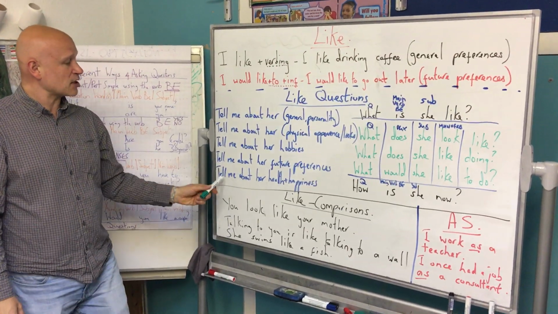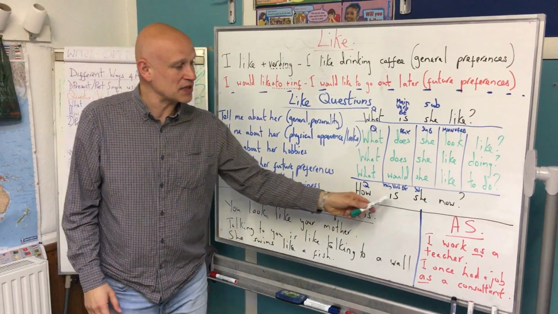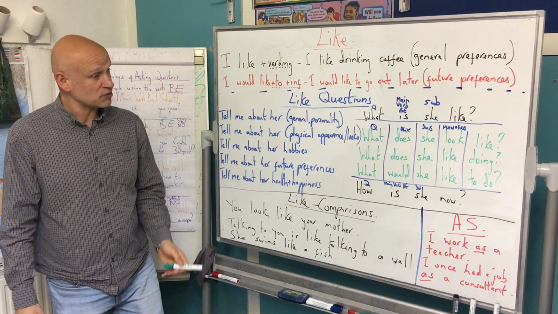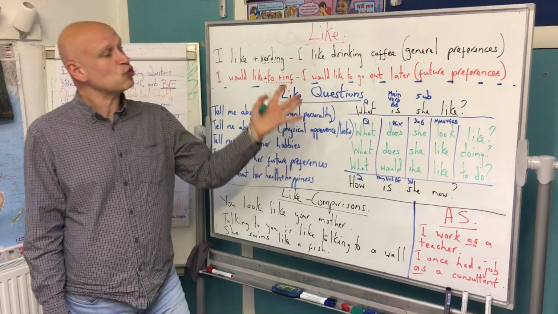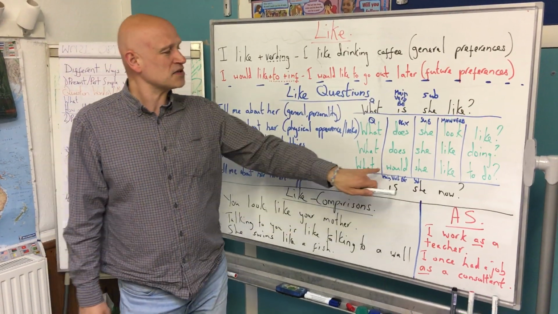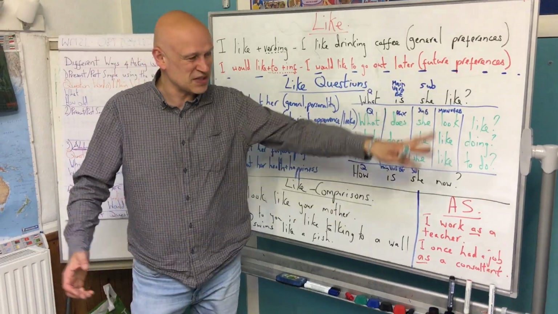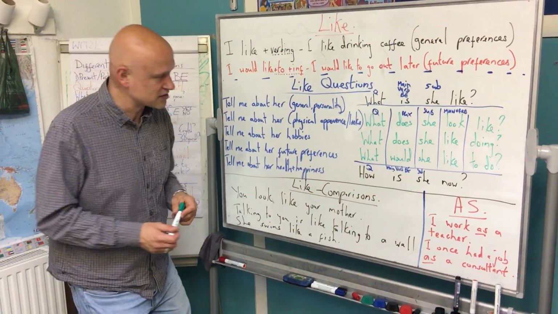Another one we did today, tell me about her health and happiness. How is she now? How are you? How is she? How are they? General stuff. And remember, this is all the present simple. I class these little modal verbs as sort of present simple when they're used in this structure. I don't know if that's really correct.